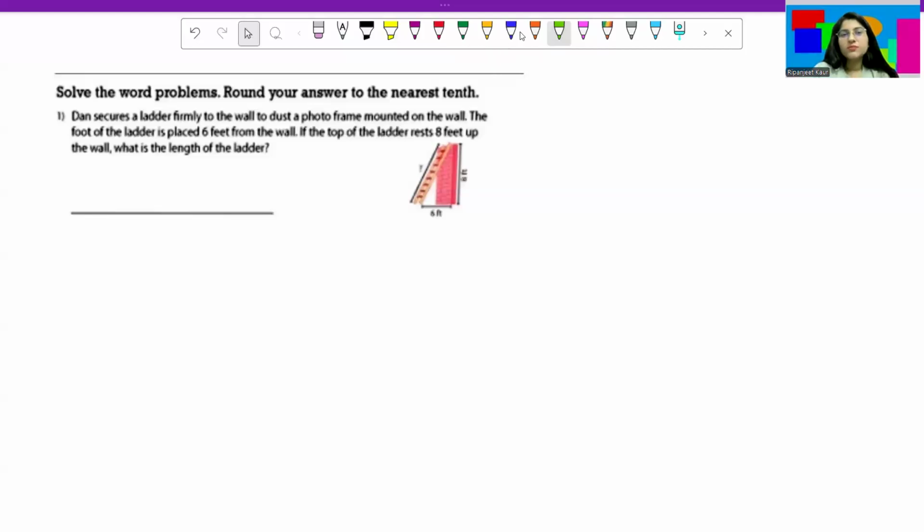So solve the word problems, round your answer to the nearest tenth. Dan secures a ladder firmly to a wall to dust a photo frame mounted on the wall. So there must be a photo frame that was mounted on the wall and he wants to dust it. The foot of the ladder is placed 6 feet from the wall. So from the wall, the foot of the ladder is 6 feet. If the top of the ladder rests 8 feet up, find the length of the ladder. We want to find out the length of this ladder.